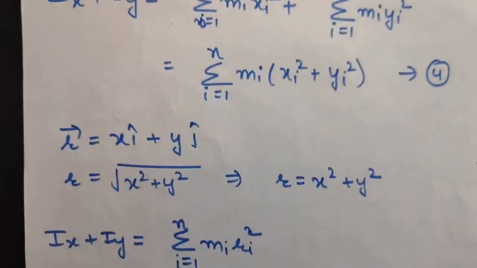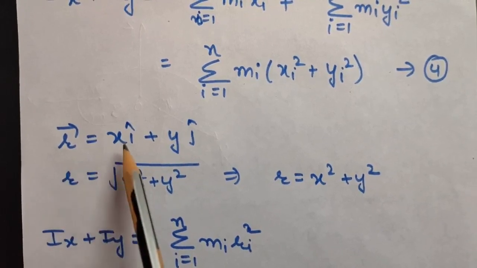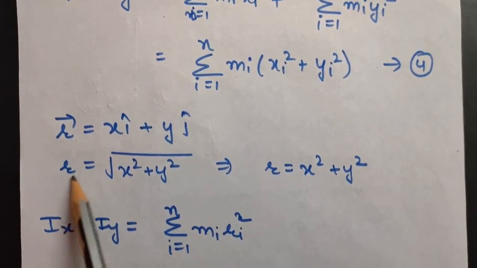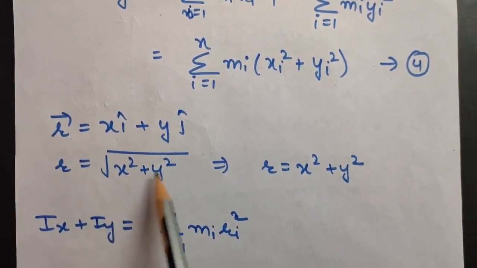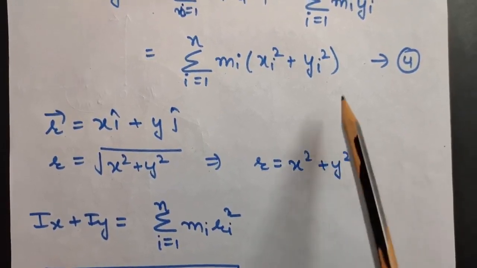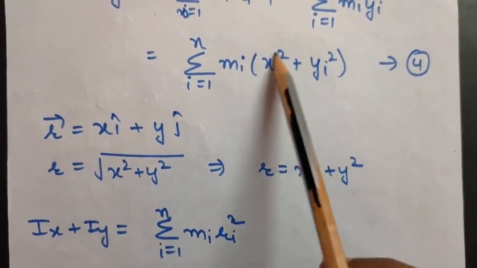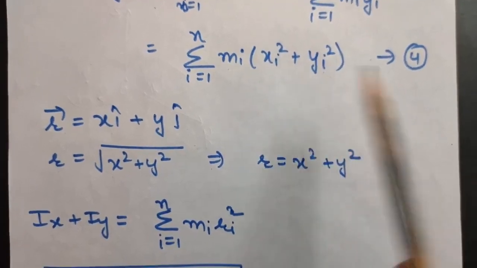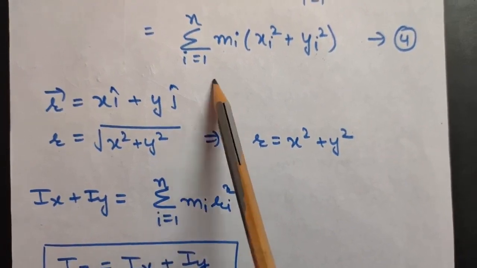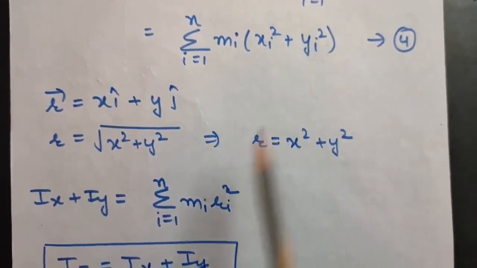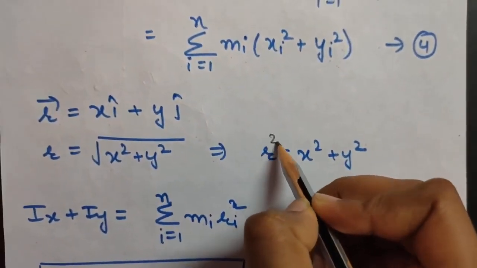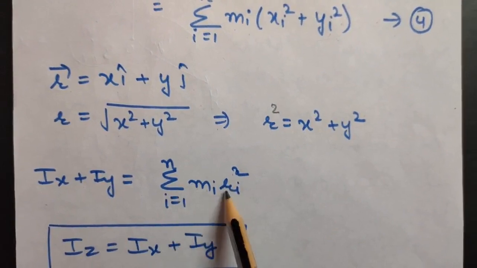Okay. Now as you know, position vector is always written as x i cap plus y j cap. If I calculate its magnitude, this you also know, this will be under root x square plus y square. This implies r square is equal to x square plus y square. Or if I am taking xi square plus yi square, that means this is ri square. So just put here, Ix plus Iy will be summation i equal to 1 to n mi ri square. Okay, we are squaring this term, right? So this will be mi ri square.